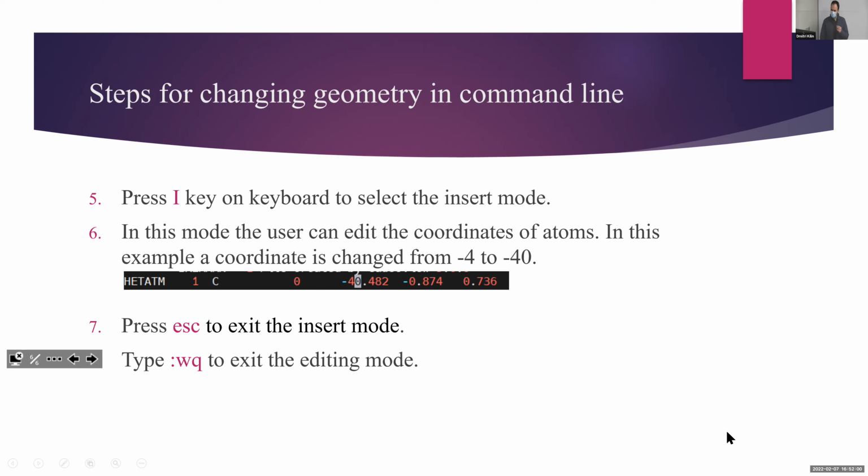And when you're done with the editing, you can press the escape key on the keyboard. And then for exiting the editing environment, you need to type :wq. By typing this, you will exit from the editing mode and the file will be saved. So that's the procedure to edit the coordinates of the atoms.